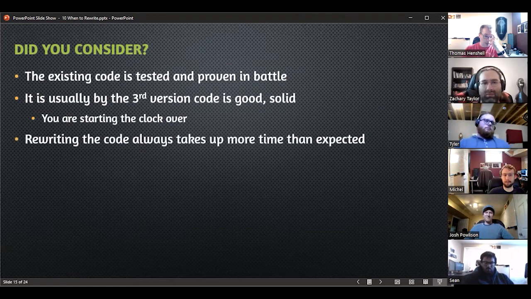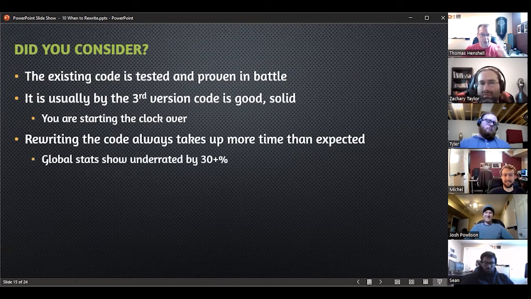Rewriting the code always takes up more time than expected. There's a global stat on this that somebody quoted, and they say it's underrated by 30%. I actually think it's a lot higher than that. I don't know where the 30% comes from.